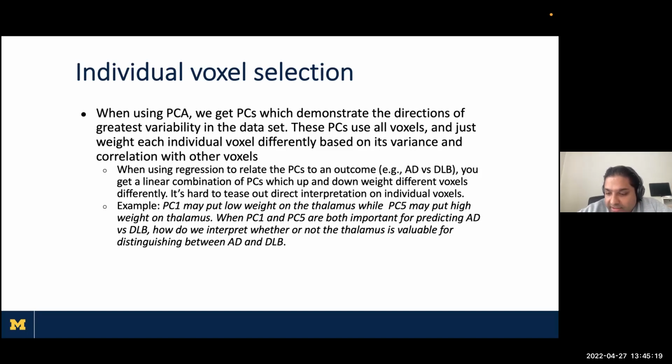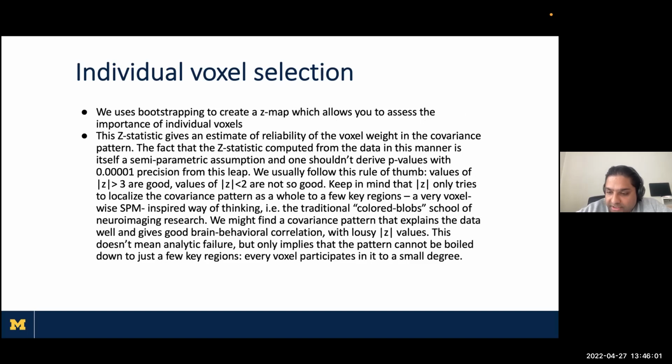What it means is, when we are looking at AD versus DLB and taking a combination of principal components, the weight for a voxel might be positive on one principal component, where it might be negative on another principal component. So that doesn't tell us whether that voxel is actually valuable to distinguish between AD or not. So selecting that voxel is key in telling us whether it is important or not.